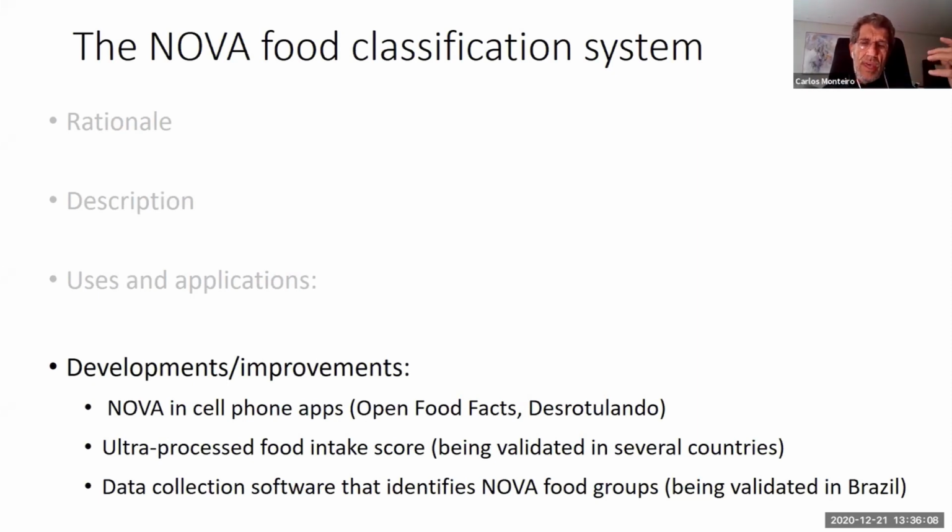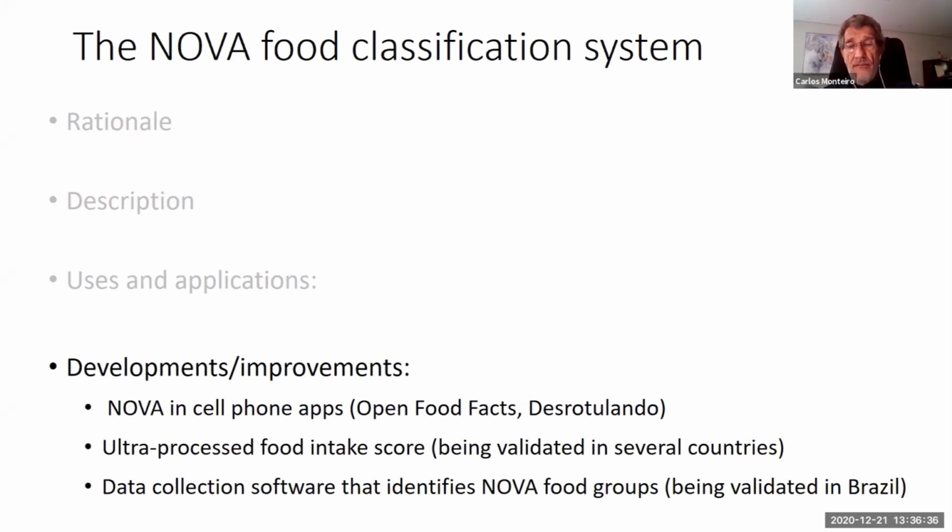We developed, in the last few years, a score of ultra-processed food intake, which takes 2 or 3 minutes to be applied. And this has been used in our telephone risk factor survey in Brazil and could be used in other countries. So we are now working with different countries to adapt this score to be used as a sort of monitoring system.